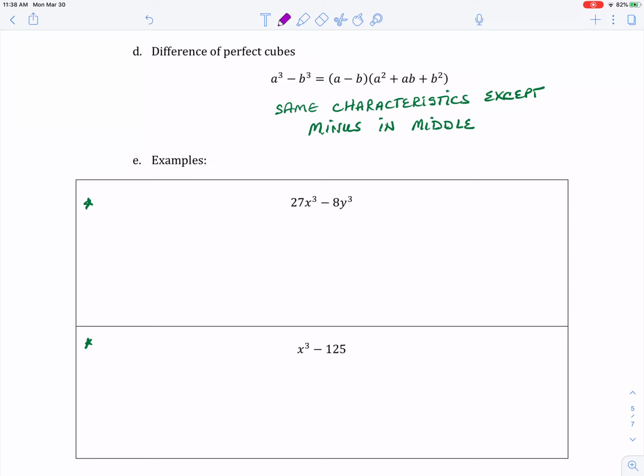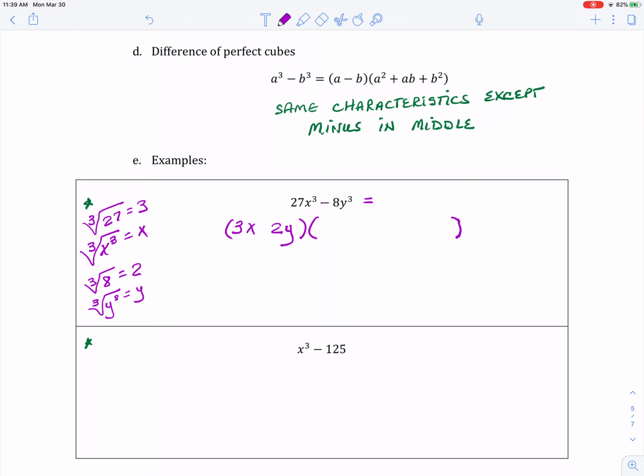The factorization is going to be the same as what we did before. So binomial parentheses and a trinomial parentheses. I'm going to again be taking the cube root of 27, the cube root of x cubed, the cube root of 8, and the cube root of y cubed.